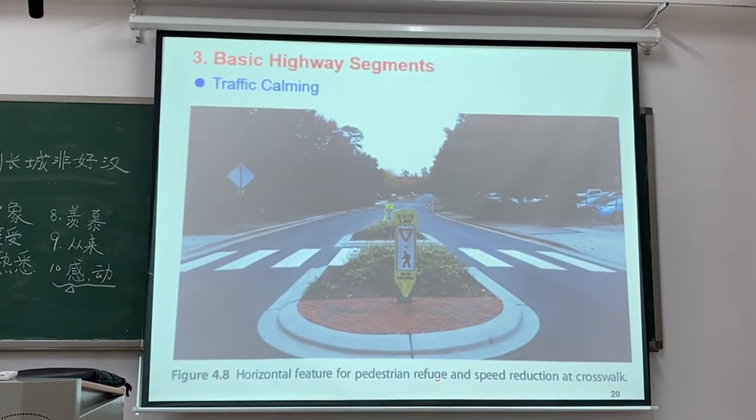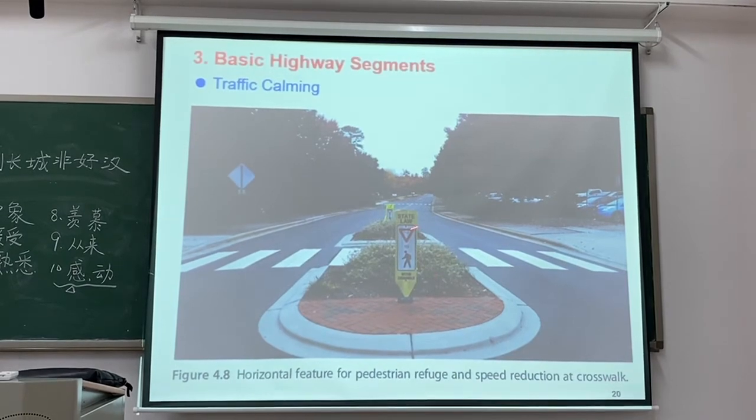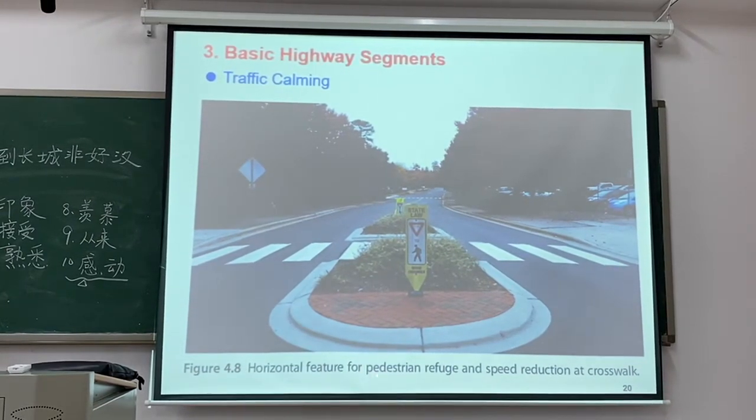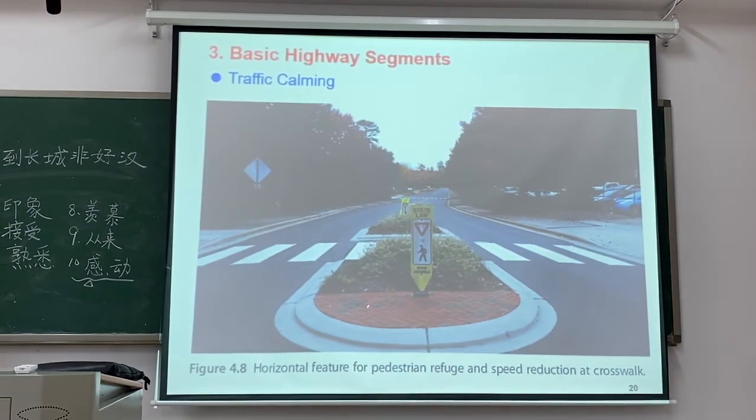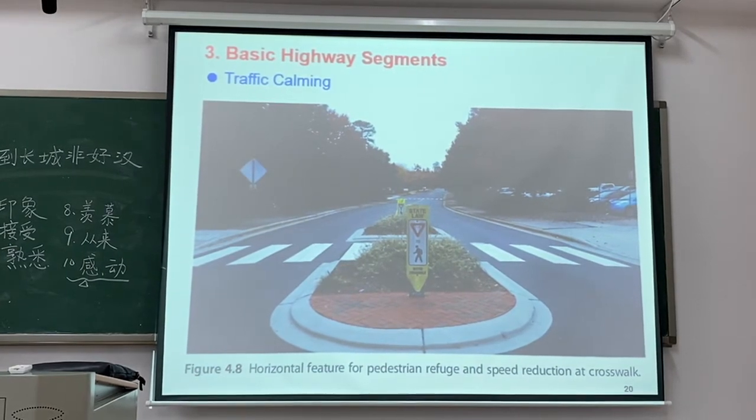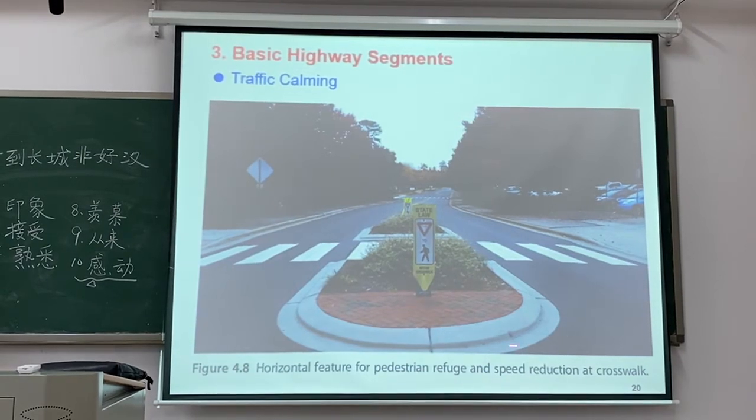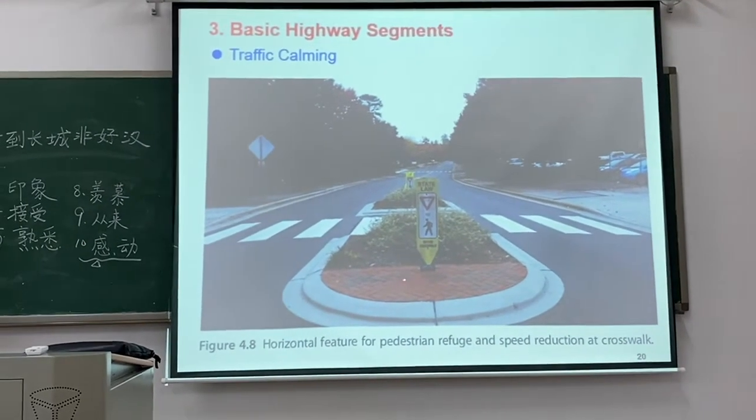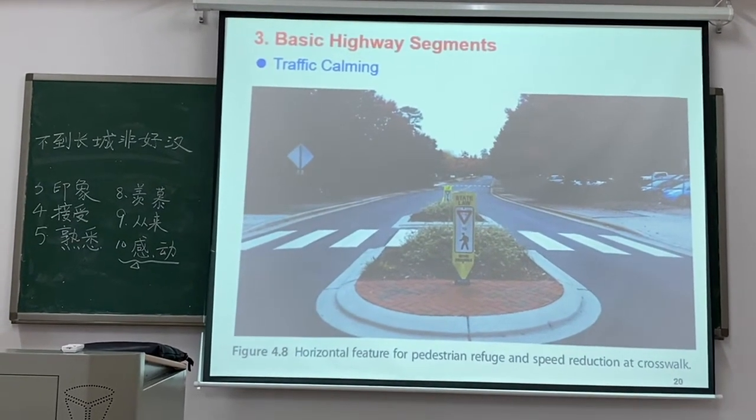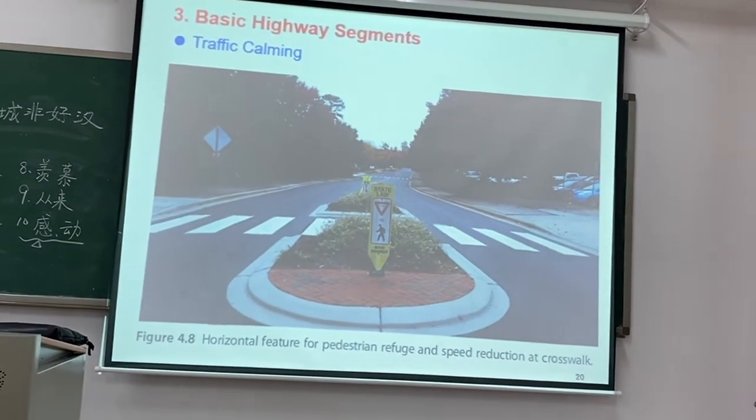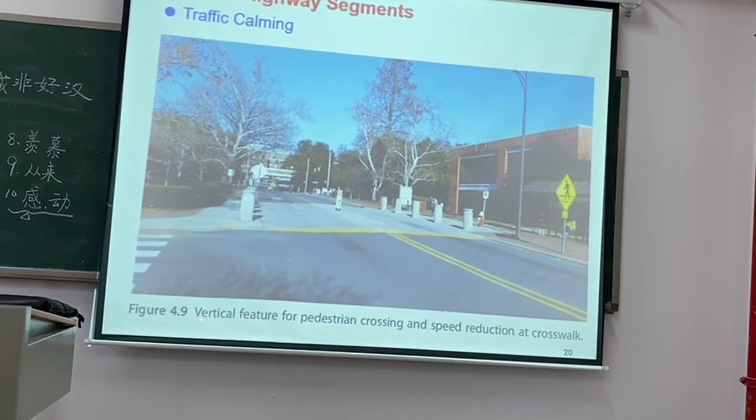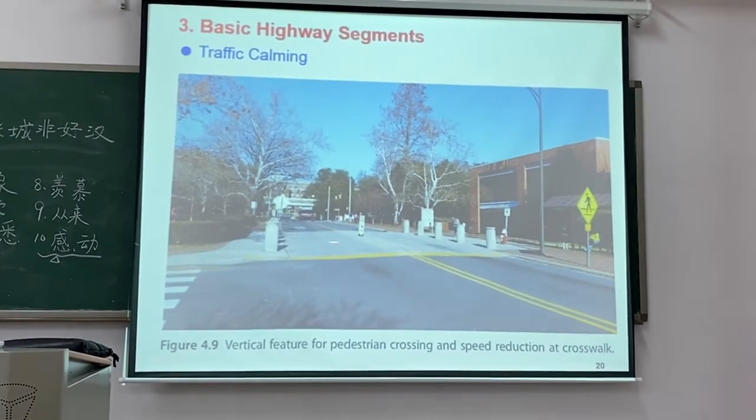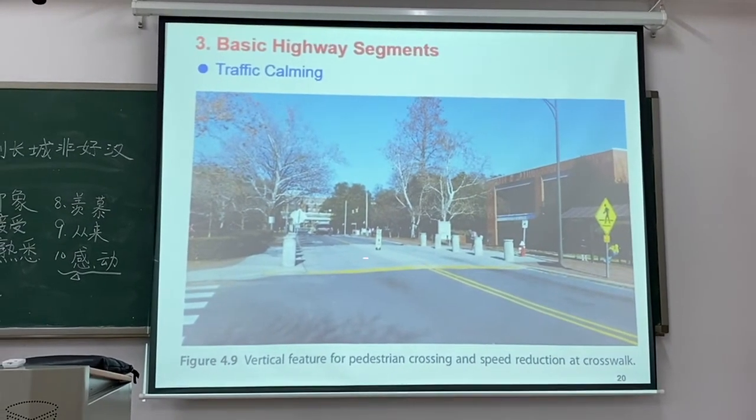Horizontal features for pedestrian refuge and speed reduction and crosswalk. This is for pedestrian refuge, the refuge island. When the pedestrian is on the refuge island, they can stop to wait for the car to pass. Vertical features for pedestrian crossing and speed reduction and crosswalk. We can make these traffic calming measures.